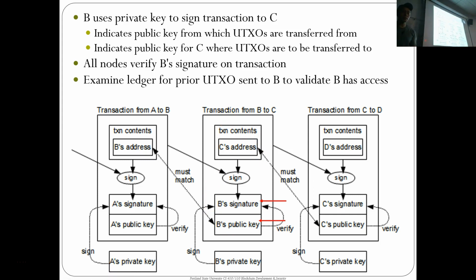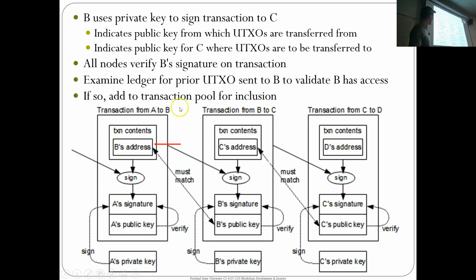And then you're going to examine the ledger to make sure that B has access to these unspent transaction outputs. So then you're going to go back up the chain to make sure that it was a recipient of that UTXO. And then if that's the case, everything checks out, the signatures check out, the ledger balance checks out. Then I can try and include this in the next block for the blockchain to record.